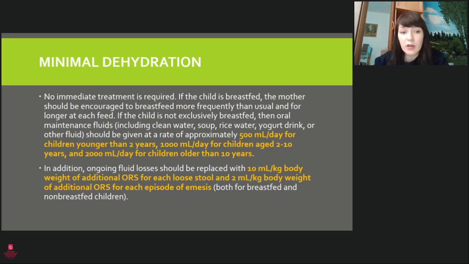In addition, ongoing fluid losses should be replaced with 10 milliliter per kilogram body weight of additional oral rehydration for each loose stool and 2 milliliter per kilogram body weight of additional oral rehydration for each episode of emesis or vomiting, both for breastfed and non-breastfed children.